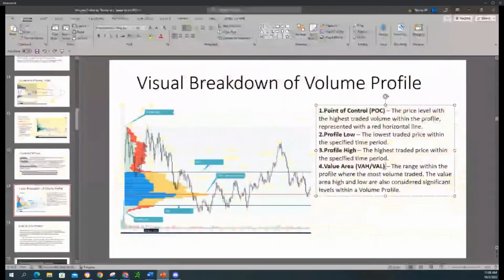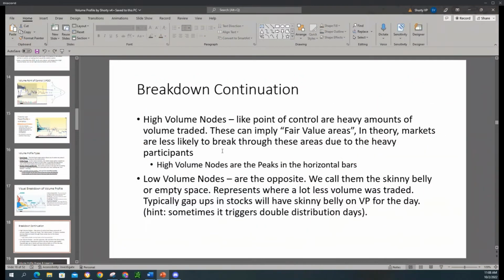Okay. So that's what this is talking about. The high volume nodes, how you play them, it's like the fair value areas. If you break the high volume node, more likely than not, you're going to be coming back to it for the retest. The low volume nodes, as we call them, skinny bellies, where there's not a lot of volume, there's not a lot of activity being done there.